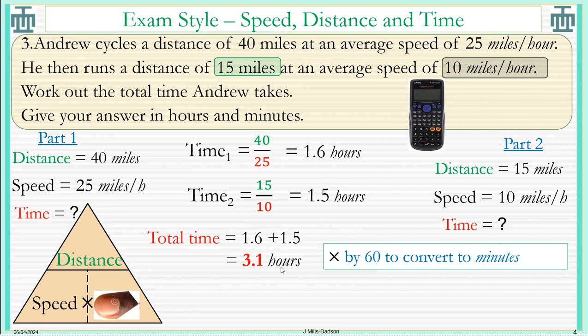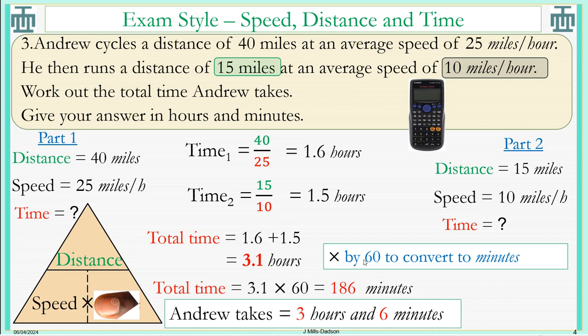And since the question demands that we give the answer in hours and minutes, we need to convert this into minutes by multiplying 3.1 by 60. So when you do that, you get 186 minutes. And if you check how many 60s go into 180, you have 3 hours and 6 minutes. So that means Andrew takes 3 hours and 6 minutes.